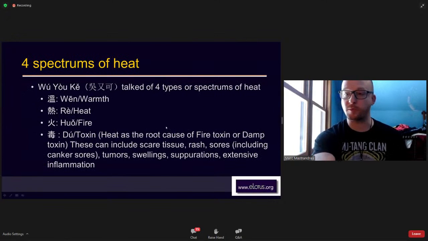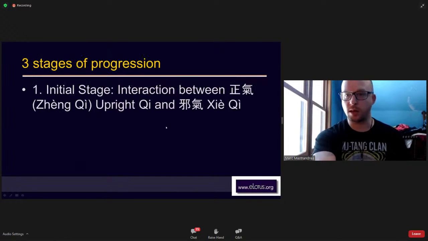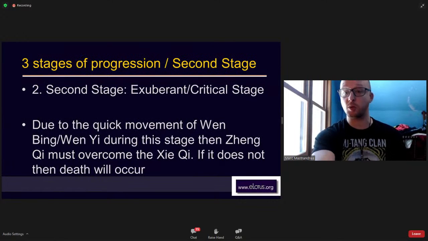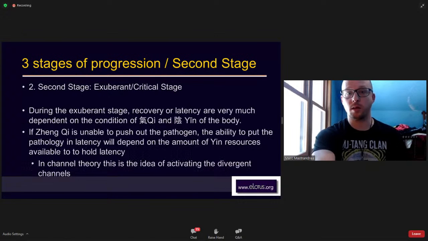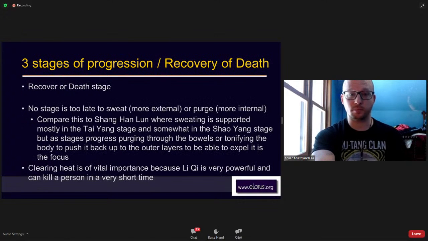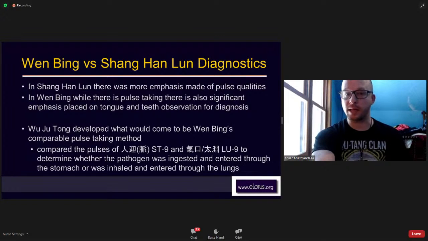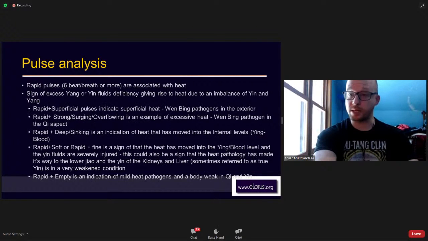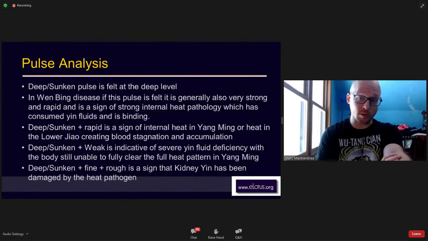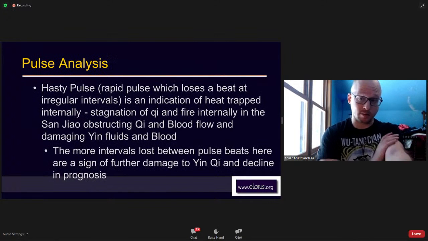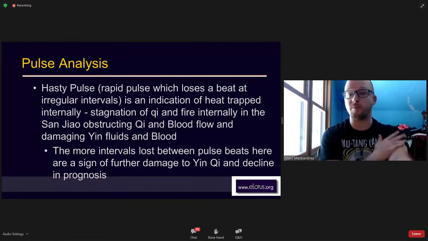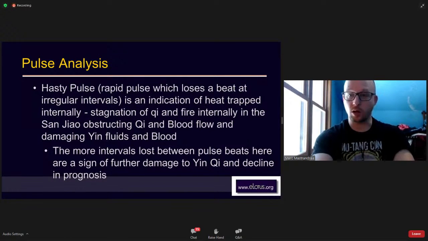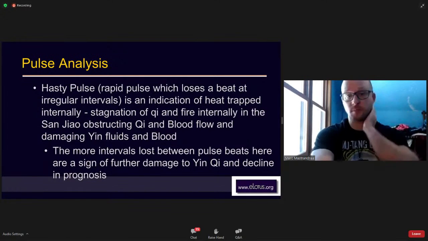So we talked about the 4 types of heat, right? Initial stages, all these things, the exuberant or critical stages, recovery or death. Then we talked about diagnosis, the pulses, and some of the different pulses. Again, these are just overviews of different pulses. They're not necessarily everything you'll see, but to try to give you an idea of what heat can do and how it can affect the body and consume yin, cause blood stasis and all these things.